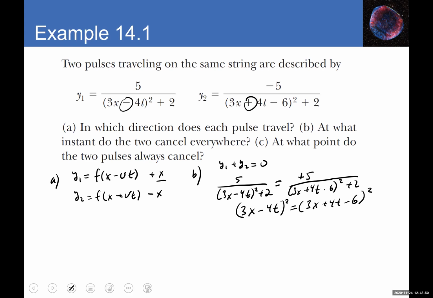Sorry, I wrote this wrong over here. It's a minus 6. Then solve for that. So 3x minus 4t equals plus or minus (3x plus 4t minus 6), basically taking the square root of both sides. From the positive root, we're going to get 8t equals 6. So then t is equal to 0.75 seconds.